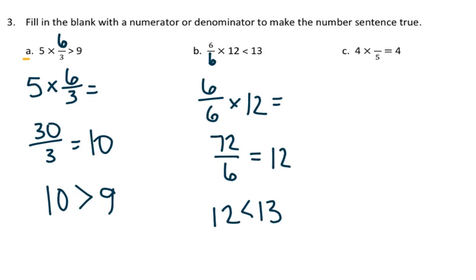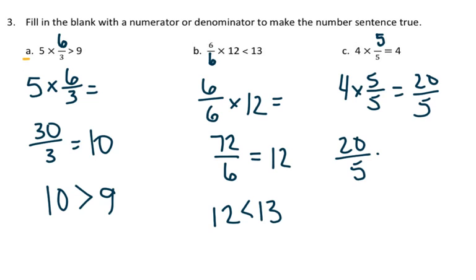So now I'm looking at C, and C is 4 times something fifths is equal to 4. So I want to find what's going to be equivalent to make 4 times 1 equal to 4. So my answer very simply is 5 fifths. So 4 times 5 fifths is equal to 4. We can do that down here. Okay, 4 times 5 fifths is 20 fifths, and 20 fifths is equal to the whole number 4. So that works out as well.